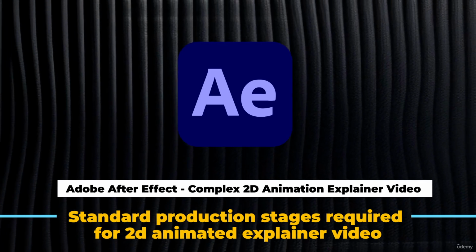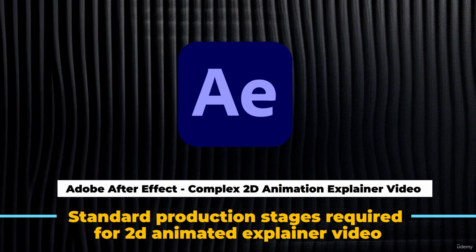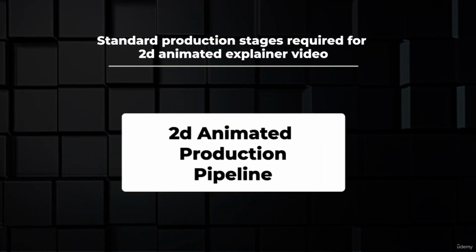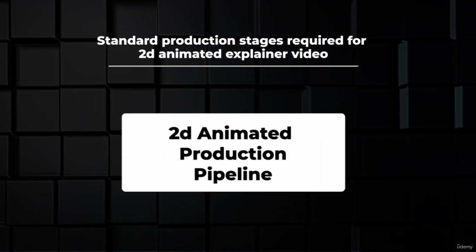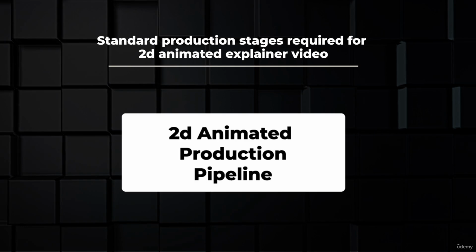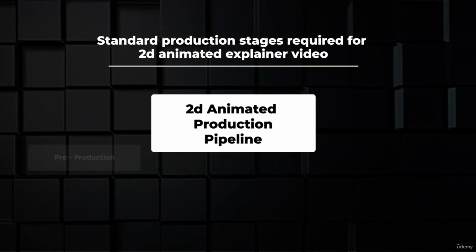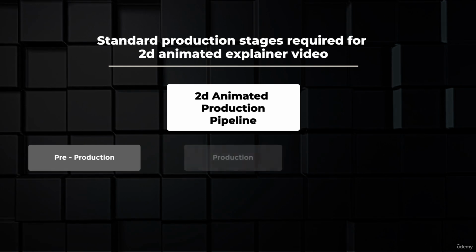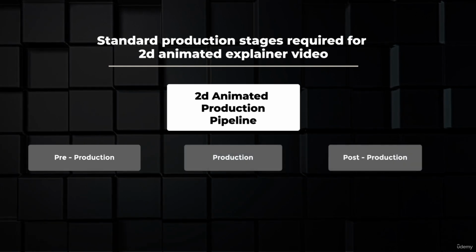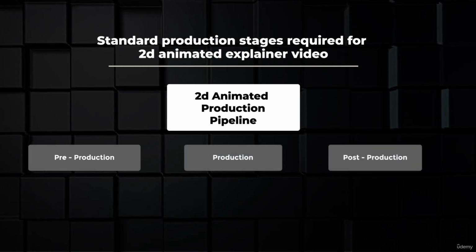So today, we're going to talk about the standard production stages required for a 2D animated explainer video. A 2D animated explainer video has various stages of production, which serve as different mini stages that are the building blocks of the complete project, which include pre-production, production, and post-production. Now let's understand what they are.